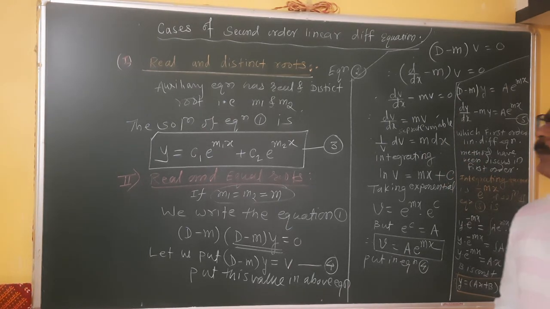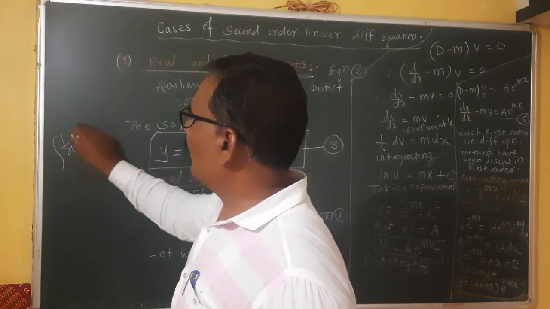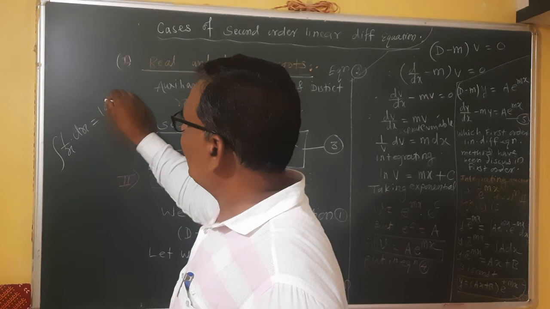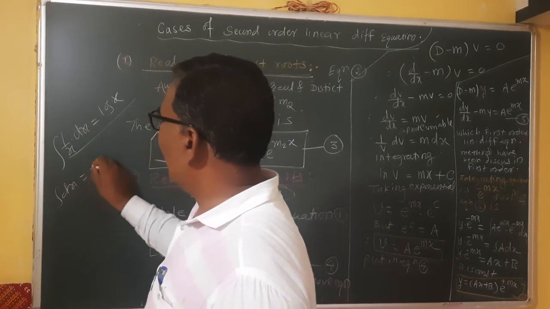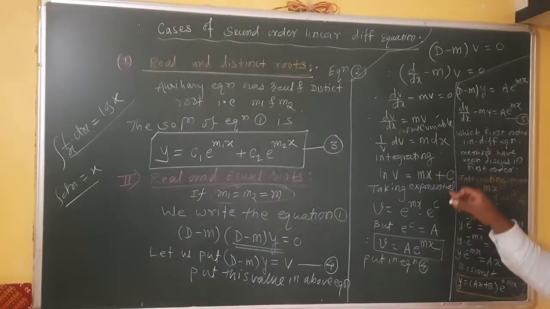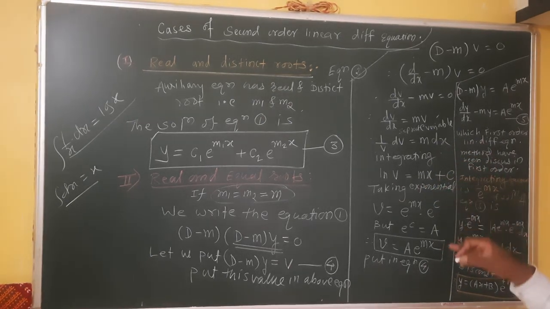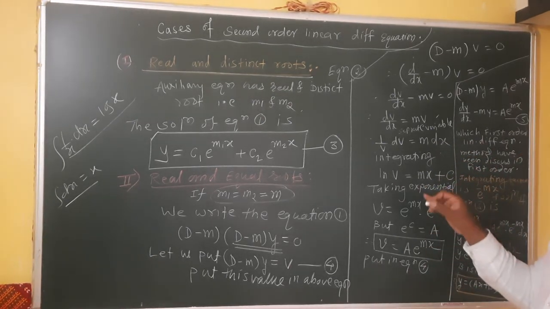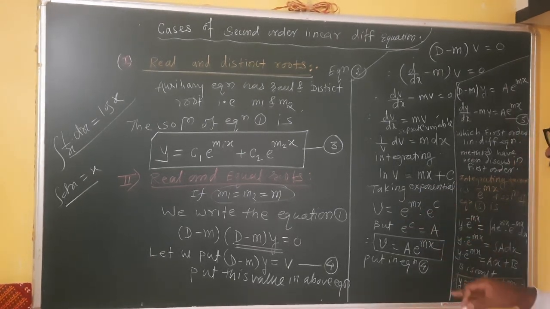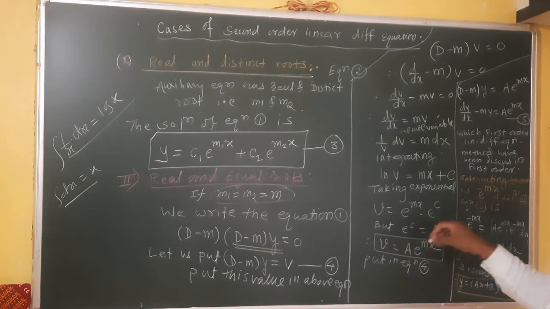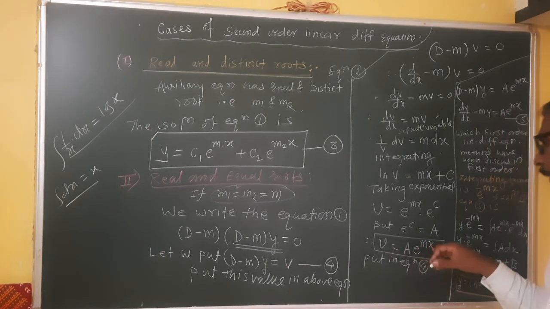What is the integration? We know the formula: integration of 1 upon x into dx is nothing but log x. And integration of dx is nothing but x. We have to use this formula for the integration. That is ln of v is equal to mx, plus we have to write the constant of integration, say c. Taking the exponential, the logarithm is gone. v is equal to e raised to mx into e raised to c. Finally, e raised to c is equal to a. Substitute here. The solution is of the type v is equal to a into e raised to mx.